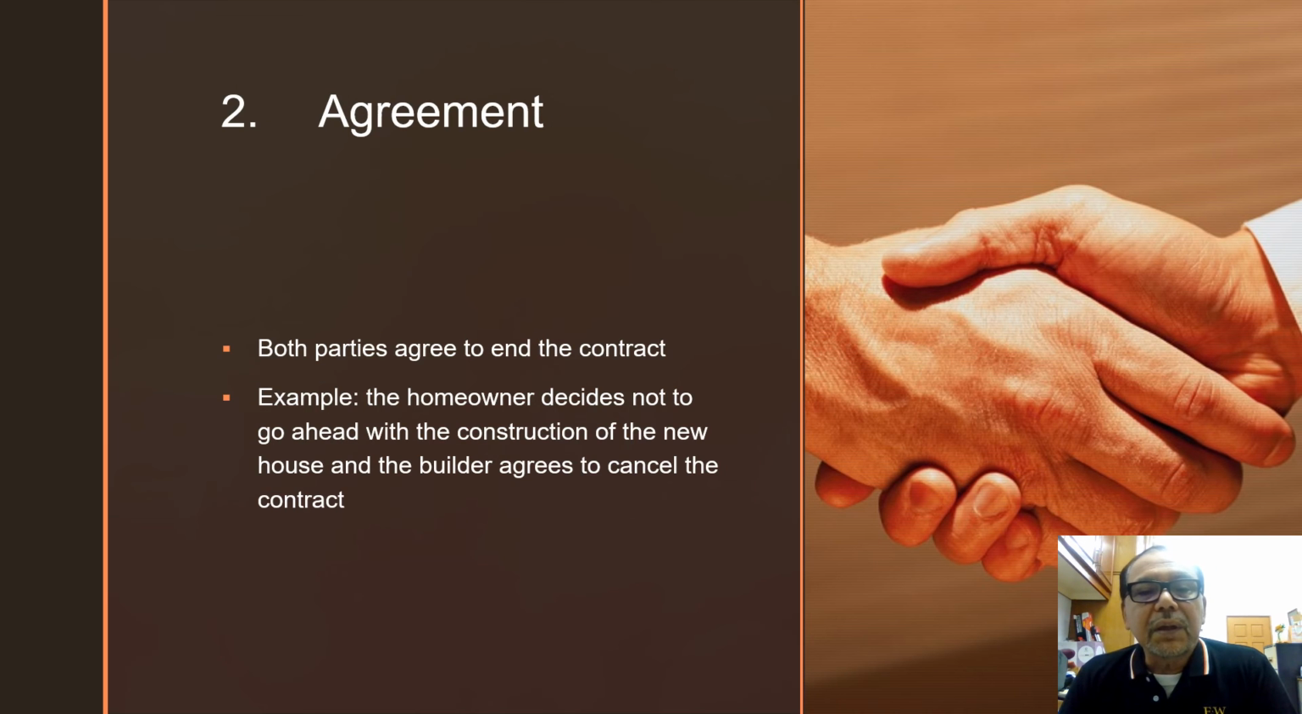Same thing, agreement. Both parties agree to end the contract. Example, a house owner decides not to go ahead with the construction of a new house and the builder agrees to cancel the contract. I signed with the party to build my new house. Then suddenly I said I'm not interested to proceed to build the house. And the contractor also agreed that he's not going to build my house. So both parties agreed, we signed another agreement to cancel the contract. Also the contract ends. Okay, the first contract ends.